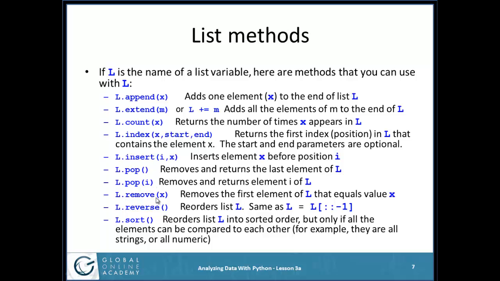L.remove(x) removes the first element of L that happens to equal x. L.reverse switches the order of everything in L. We already saw how to do that with a slice. And L.sort will put all the elements of L into ascending order, but only if it can compare them. If they're all numbers, it can work. If they're all strings, it can work. If you've got some numbers and some strings, yeah, it won't work, because it can't compare the strings to the numbers to see which is bigger and which is smaller.